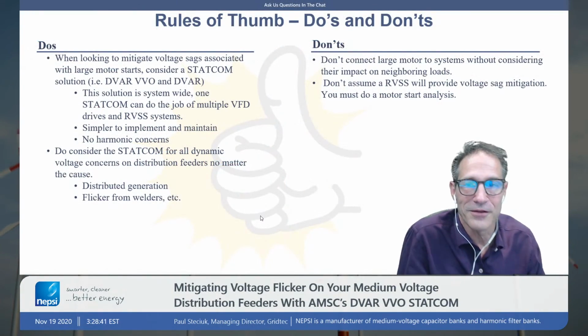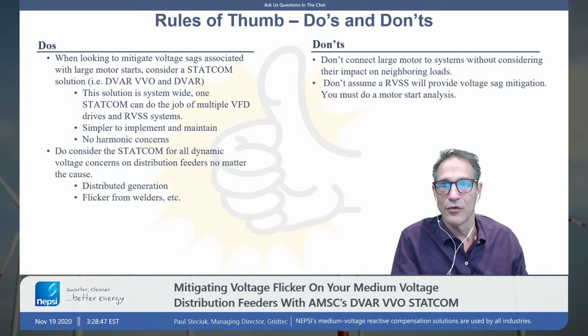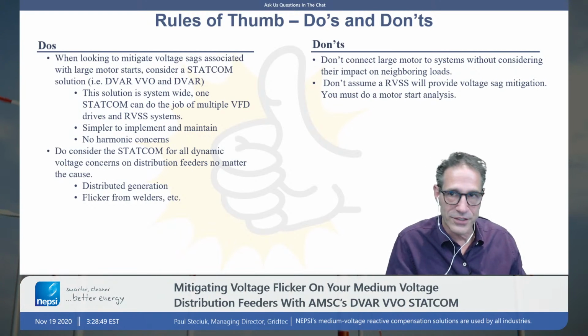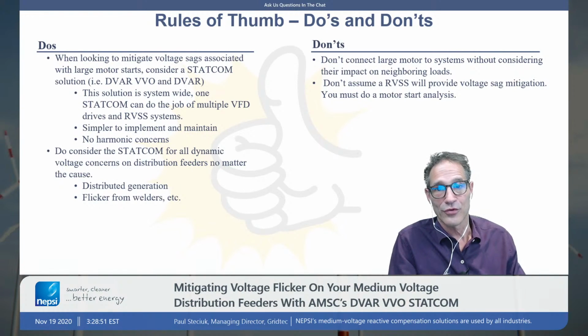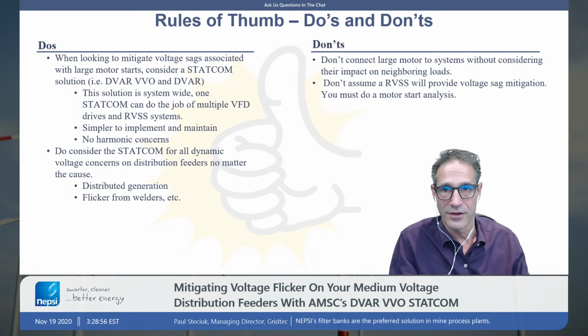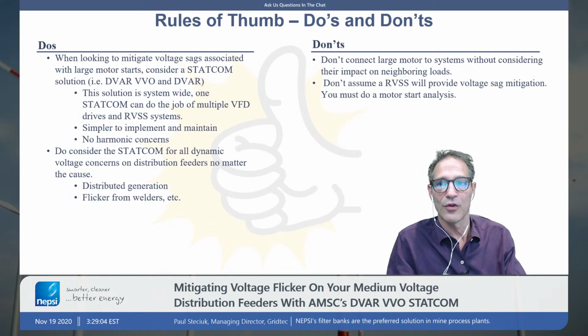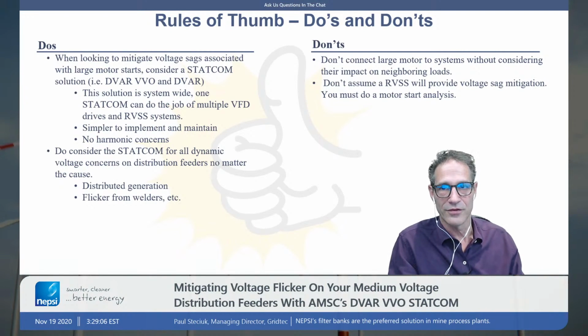So maybe I'm going to do a rule of thumb slide that I like to do at the end, and I put together a few. So Dave, I'll just pop you off for a second there, and some rules of thumb when it comes to this VVO product and the DVAR VVO. So when looking to mitigate voltage sags associated with large motors, motor starts, consider the STATCOM solution, the DVAR VVO, and also the DVAR. Remember, the DVAR system is 4 and 8 MVAR and up. From there, it's a scalable product. So consider that for the larger motors, smaller motors, the DVAR VVO system.